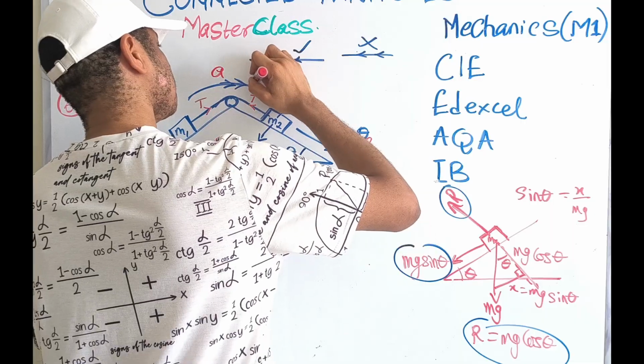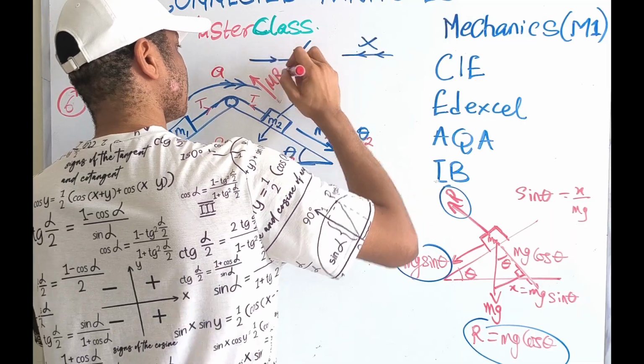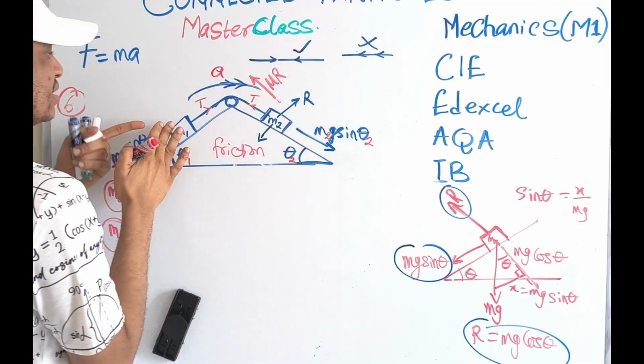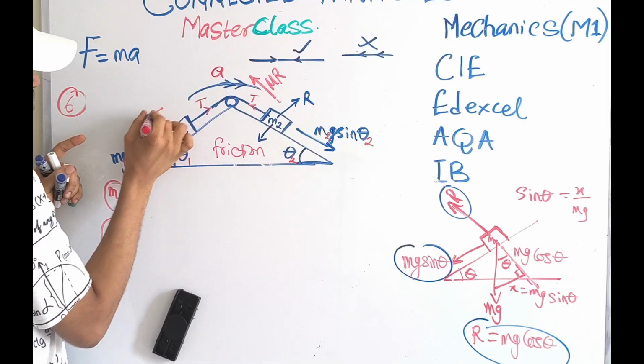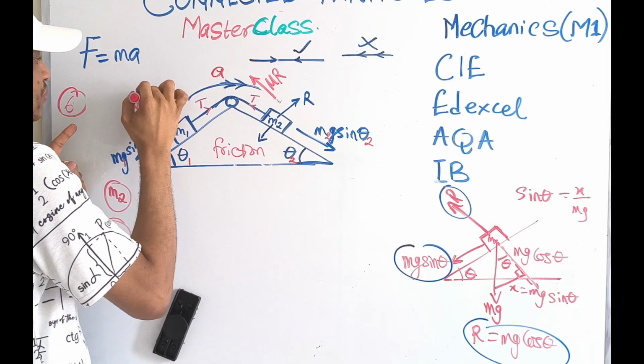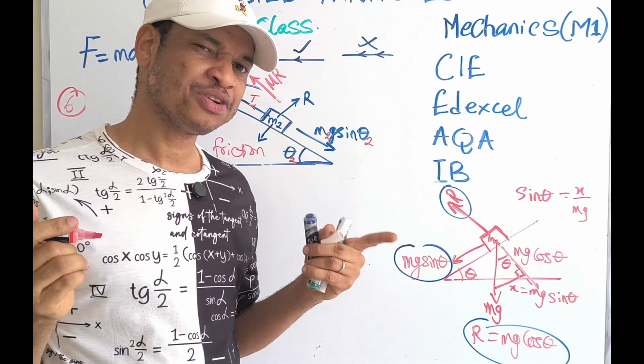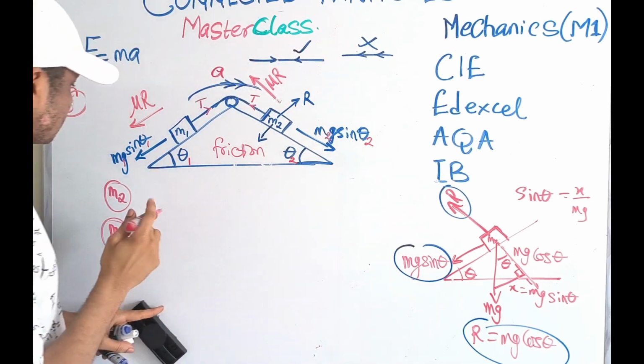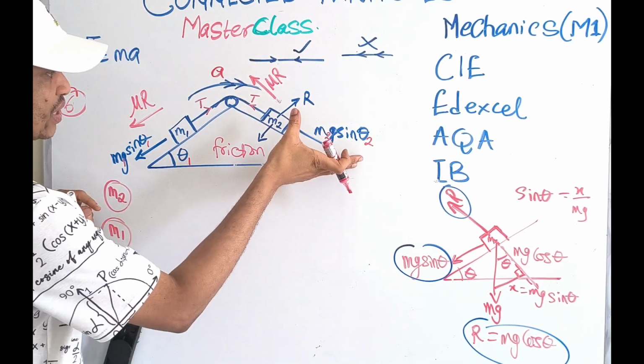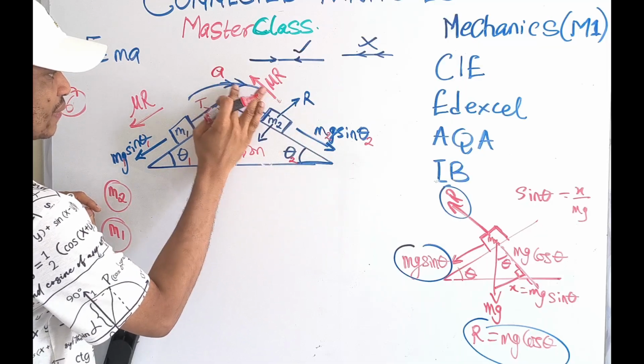Opposite. So this will be mu R. So this is the friction coming, and this is going like this. So friction, we act in the opposite direction. That is just what you need to know. Friction opposes motion. So for M2, I'm just considering from here to here.